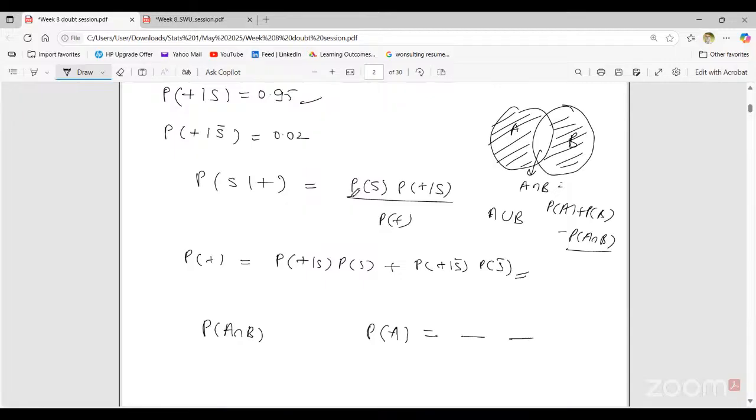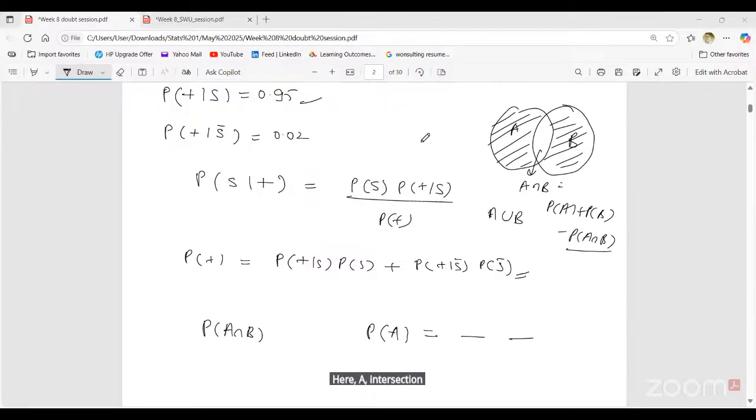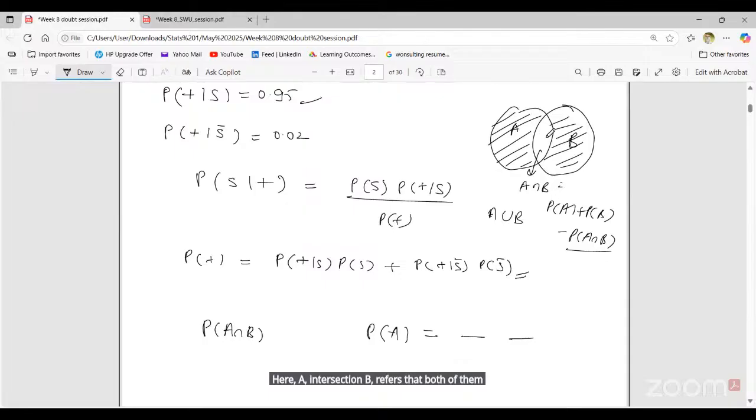Here A intersection B refers to both of them hitting the target. Both of them hit the target, correct. Okay.